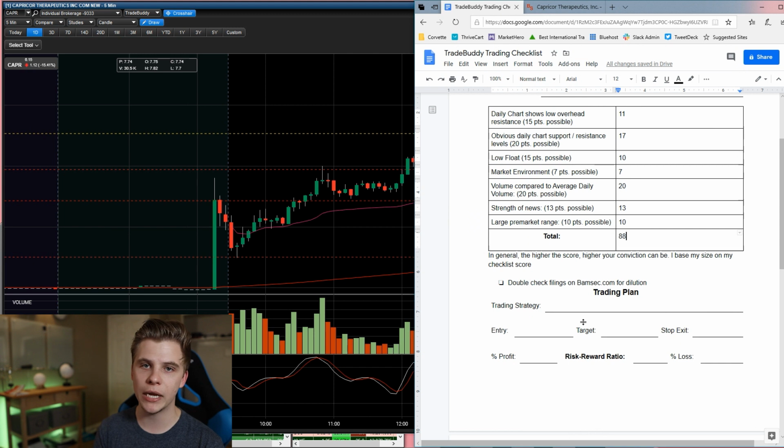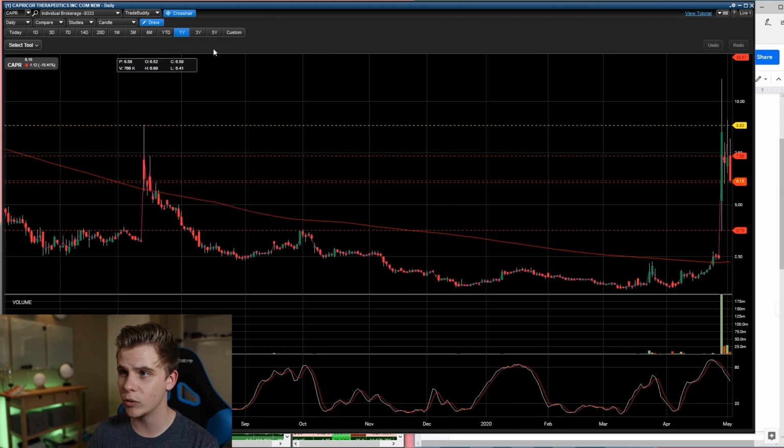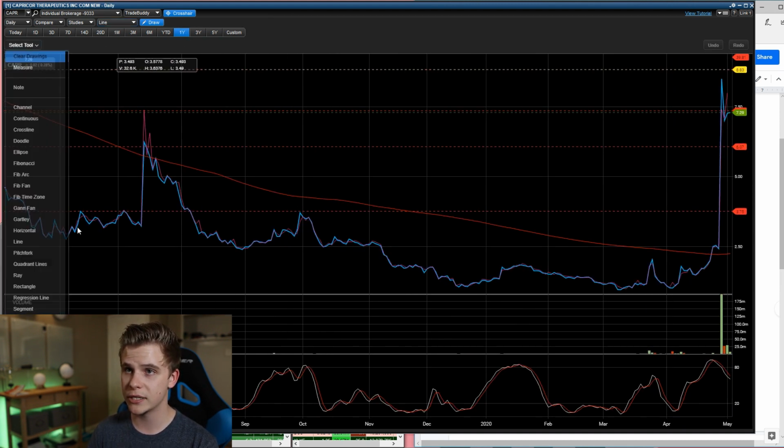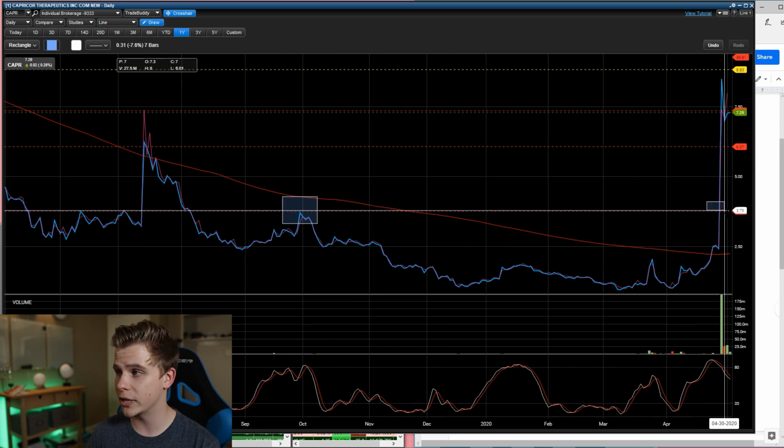From there, we want to make our trading plan. This trading strategy is called the first green day on news, A+, previous resistance holding as new support. That's how I had planned CAPR. The way I got that entry was just using levels on the daily chart. You can see previous resistance right here has the potential to hold as new support.